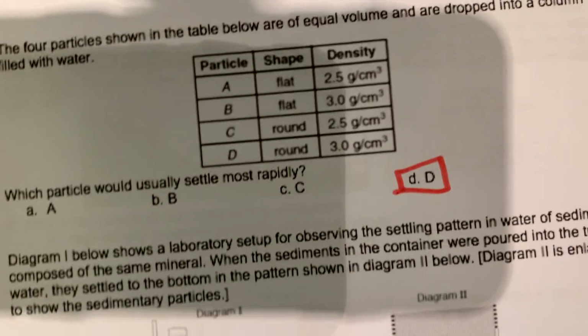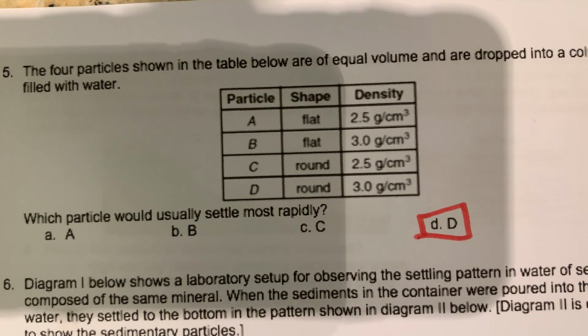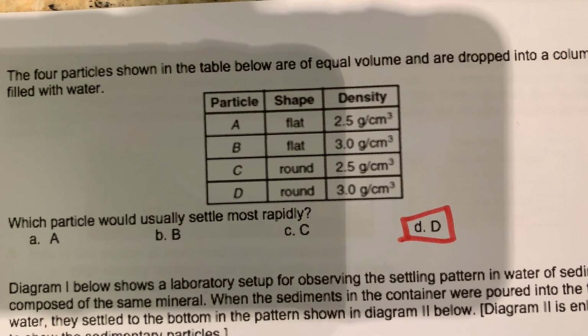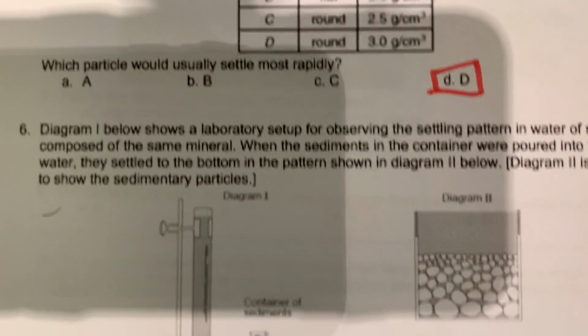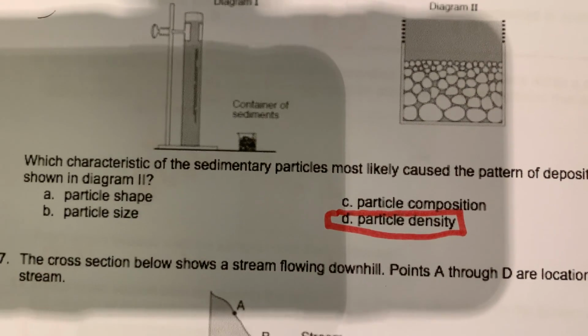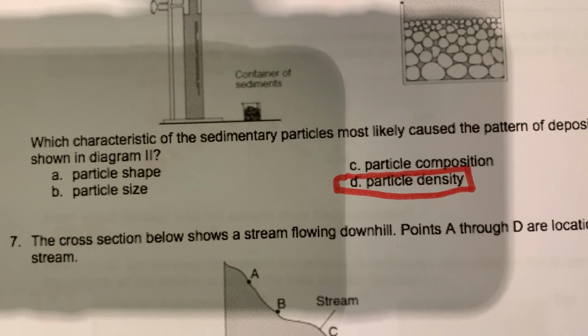Okay, so let's see. Do we have to do everyone here? Which particle would usually settle most rapidly? Very similar to the other questions. It will be the one that is roundest and most dense. So that would be D in this case. Again, any comments or questions that you want explained further, I could type out a further explanation in the comments.